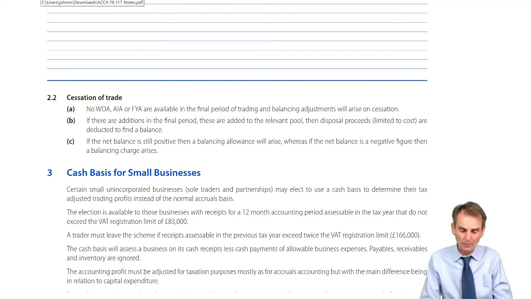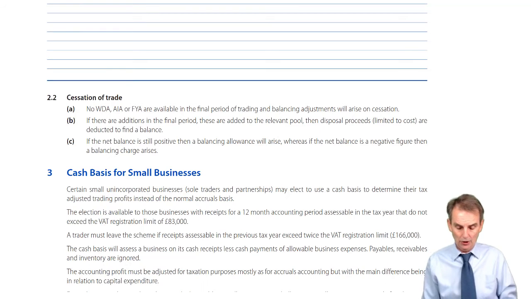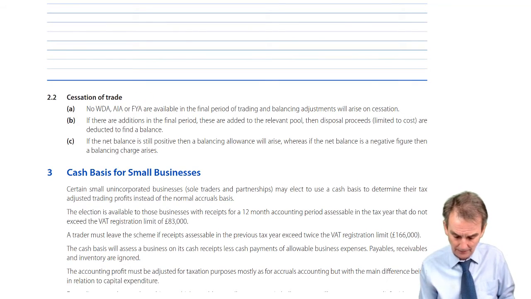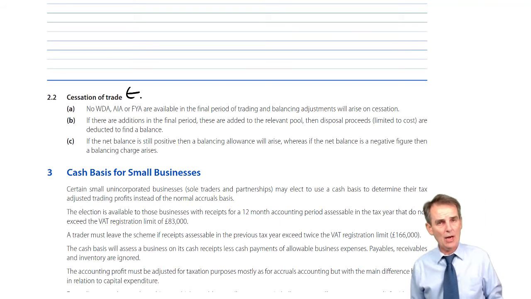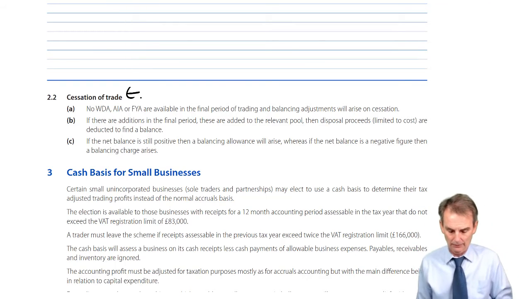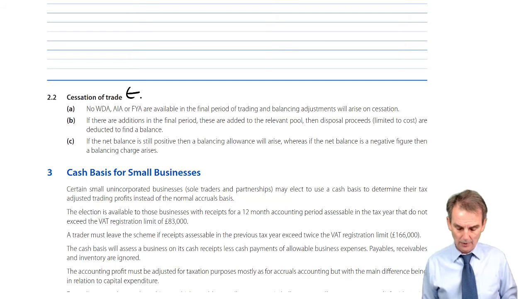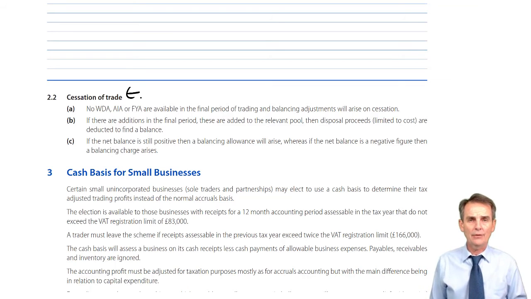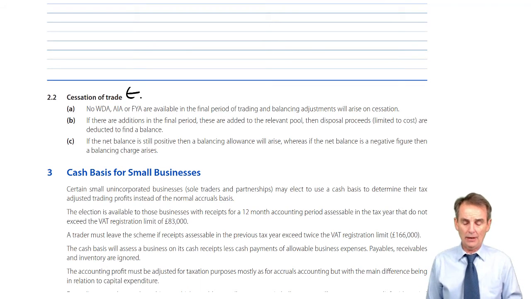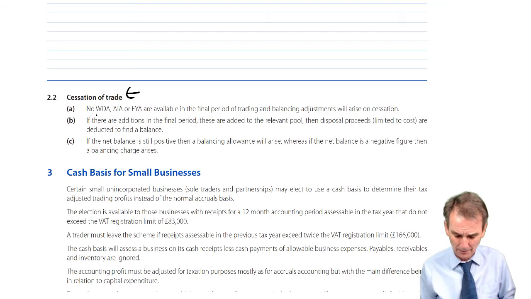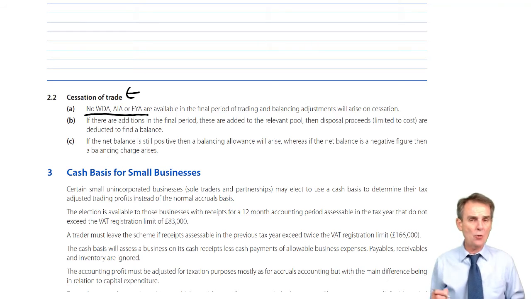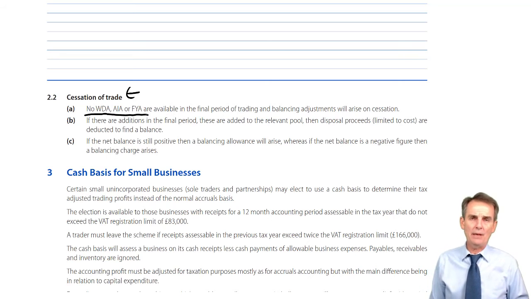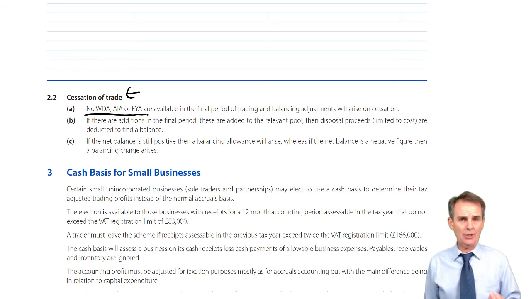And the final bit as regards the closing years rules that we need to look at was what happens on cessation of trading. Now this again, from your work in Chapter 5, you should know how to deal with a cessation of trading and the capital allowances computation that is prepared for the final period of trading for that business. We know there's no writing down allowance, no AIA, no FYA. The only allowances that would be available in that final period is a balancing allowance.